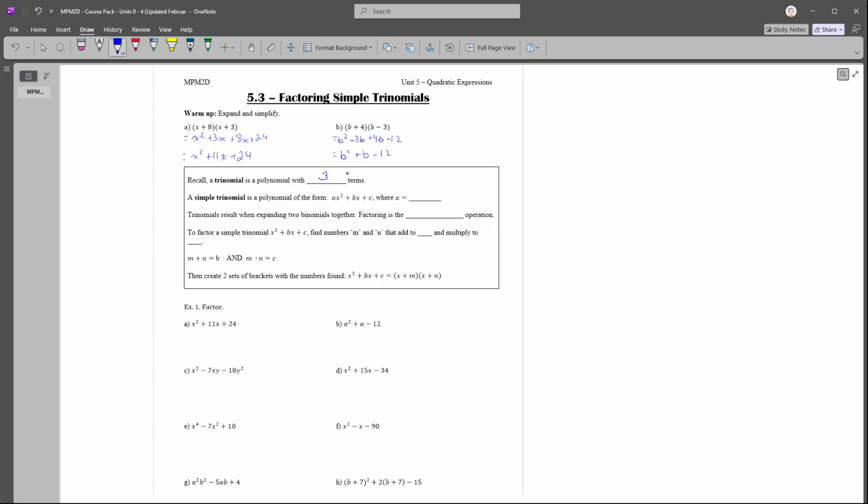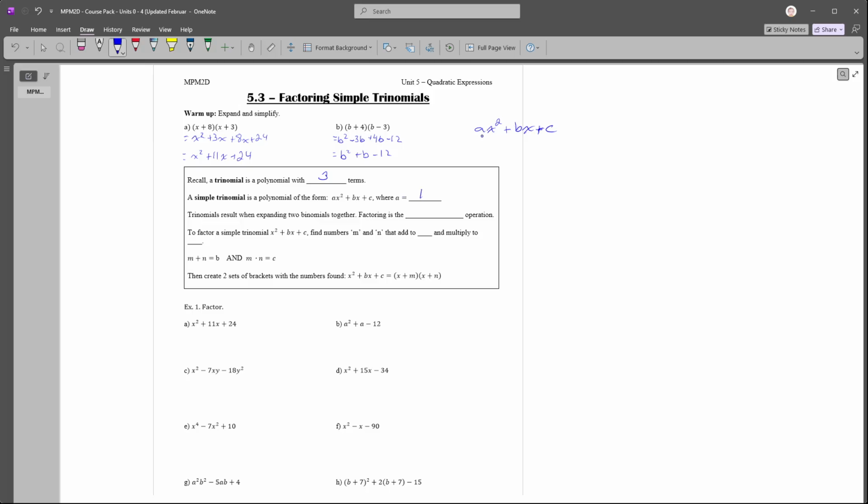Now, all trinomials take the form of ax squared plus bx plus c, okay? Well, not all, but typically this is your standard form for a trinomial, where a is some coefficient and b is some coefficient, and each of them are multiplied by their variables with the order, okay? Like I said, not all trinomials have to look like this, but this is your standard trinomial. So a simple trinomial is a polynomial in the form ax squared plus bx plus c, which we see here, but a is equal to 1.